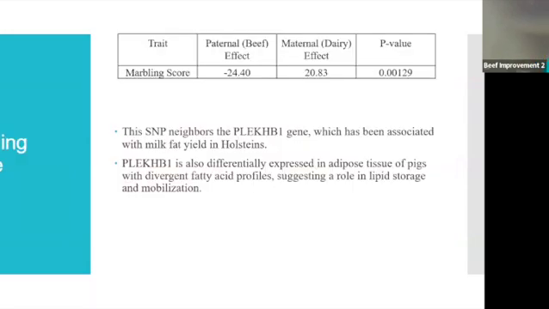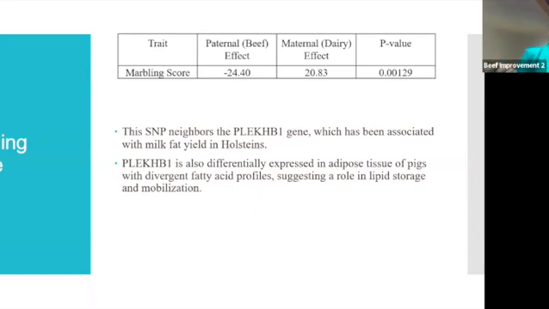For marbling score, I found a similar thing, but it was opposite. Getting a beef allele gave you negative 24 points, and the maternal allele gave 20 points. It's not as small a p-value, regrettably, but you can see that it's not always going to be in the same direction. I didn't necessarily go in assuming it would be. Again, these are Angus, Charolais, and Simmental sires, and I did not break it up into which was which.